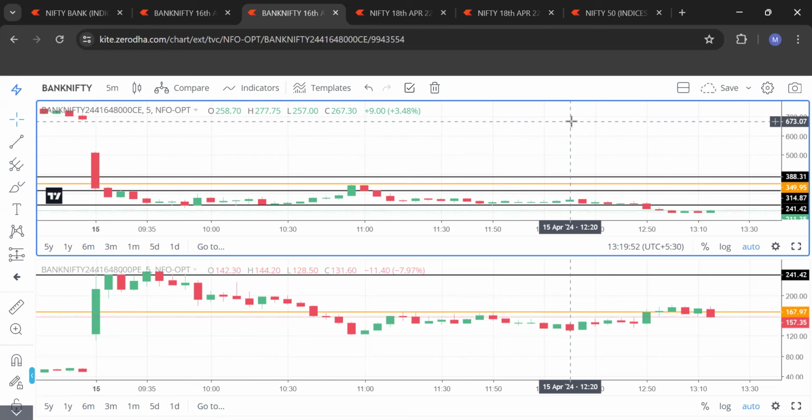Just draw the level for the remaining half of the day. Draw these levels on the respective chart. Study it yourself. You will know a lot of many things.